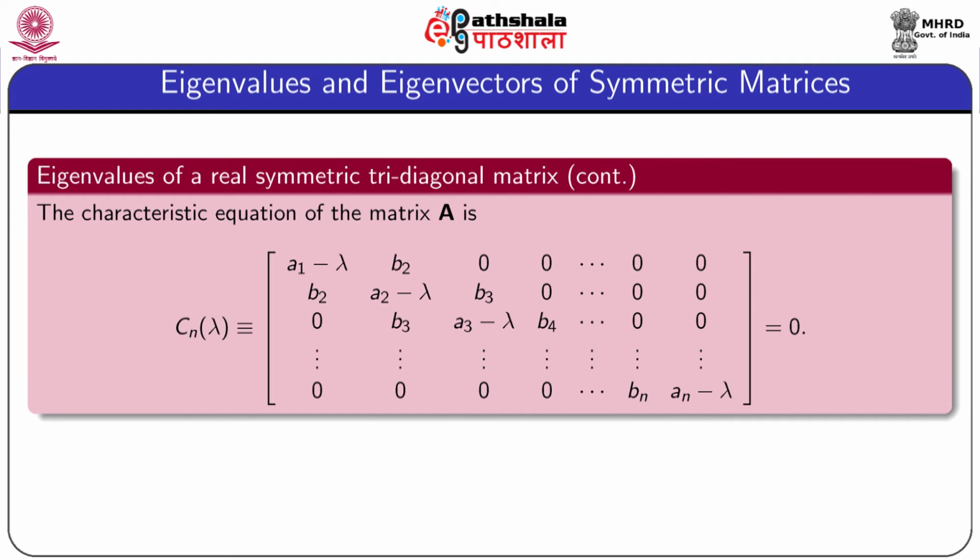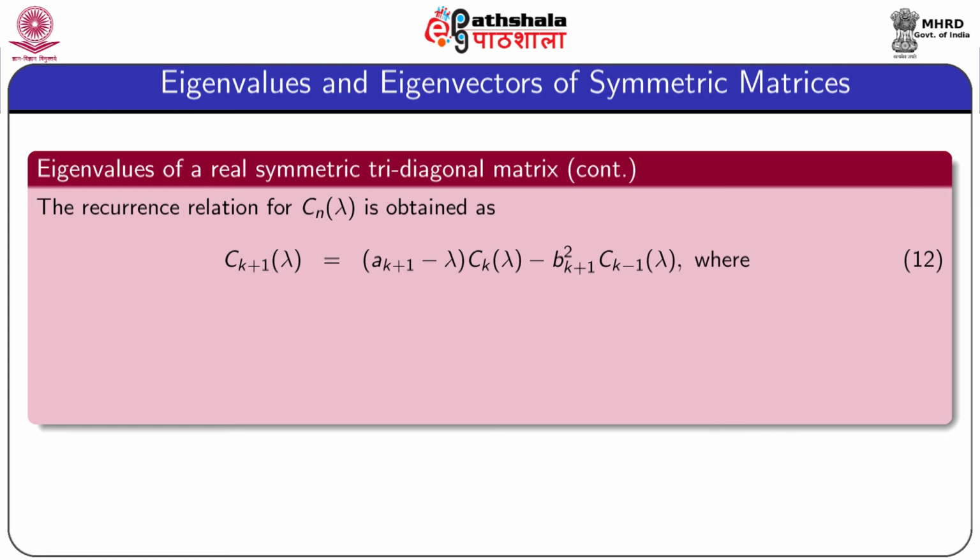So, for this matrix, the characteristic equation is denoted by Cn(lambda), where lambda is the variable and n represents the degree of the characteristic polynomial or equation, and it is defined as this equation or this matrix.